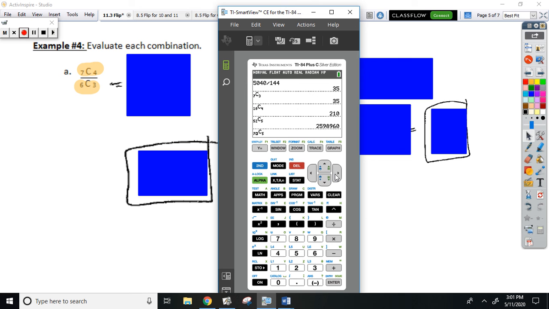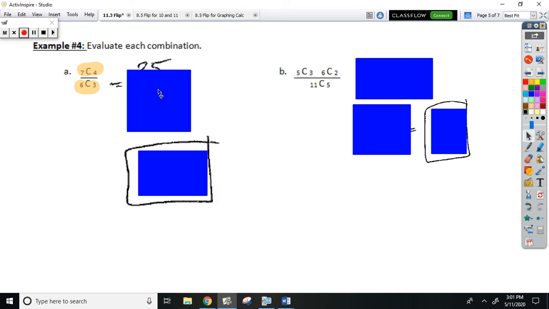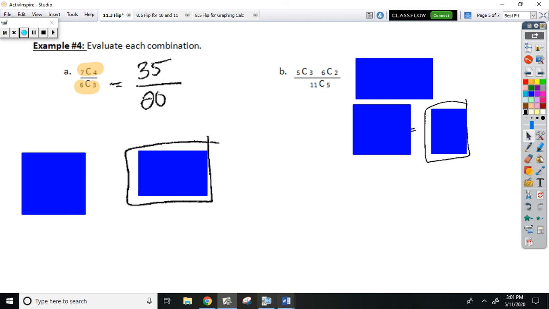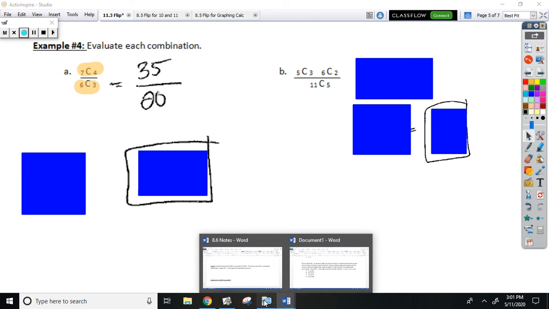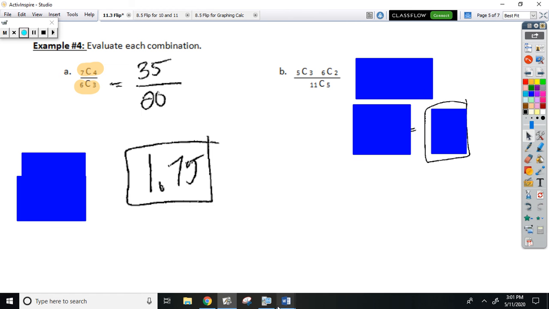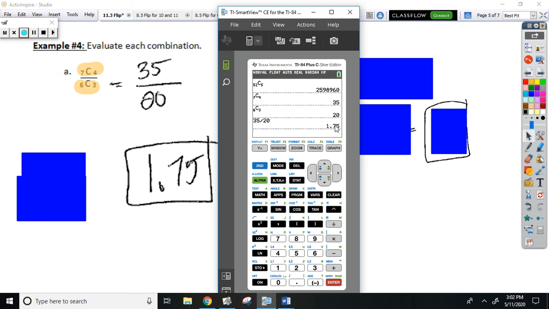So 7C4 gets me 35. And then I'll press second enter again. Go back and change this to 6C3, and I'll get 20. And then last but not least, I can divide those, which gets me 1.75. Sometimes on the mini quiz, they may have it in fraction form.